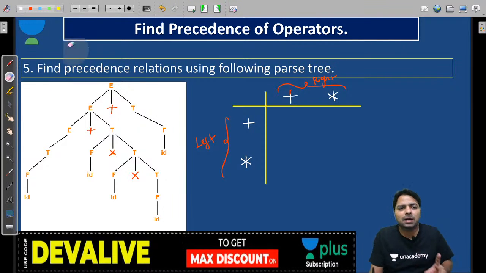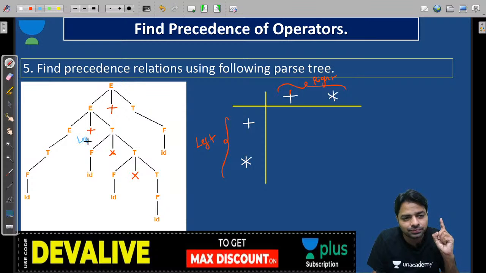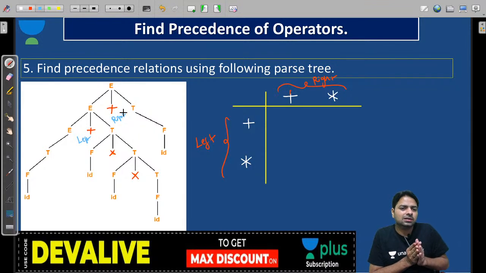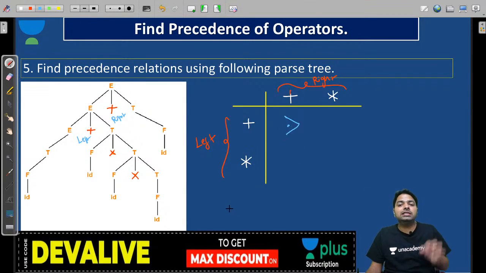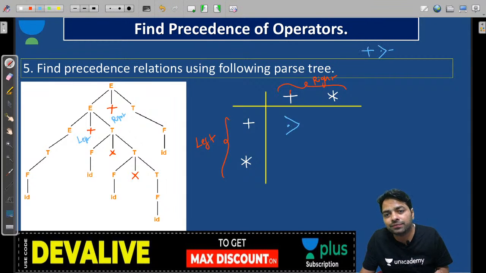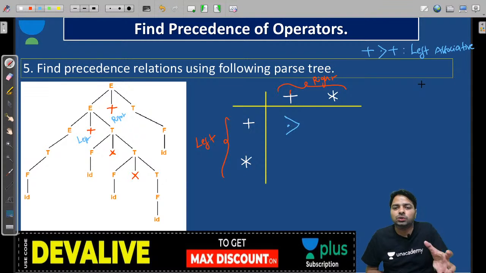Now 2 plus, I am comparing 2 plus. Carefully look at, this plus is left, this plus is right. And which plus should be evaluated first? Plus has to be greater than right plus. It means it is left associative, because left operator has more precedence. Clear this point? How easy it is when you are focusing on what you need.